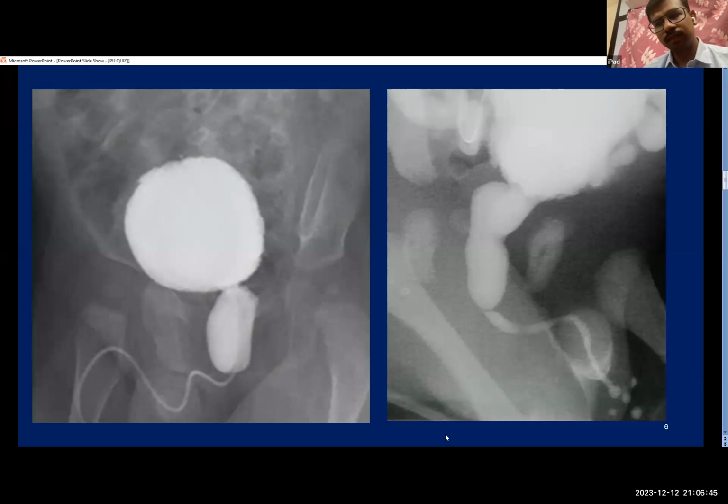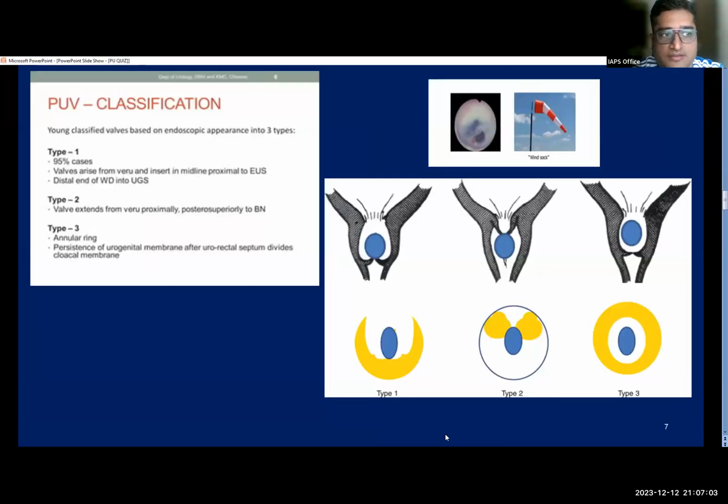It's a type 1 valve. So the first film is a type 1 valve. You can see a negative shadow also inside. While the second film is a type 3 valve, like a diaphragm. Although this concept is a little old. Yes, sir. These are the type 3 valves according to Young's classification.